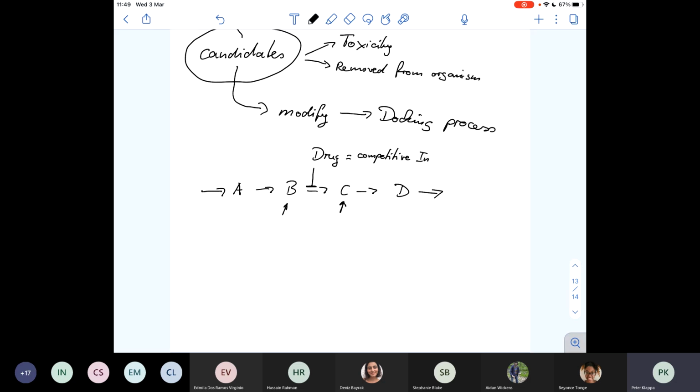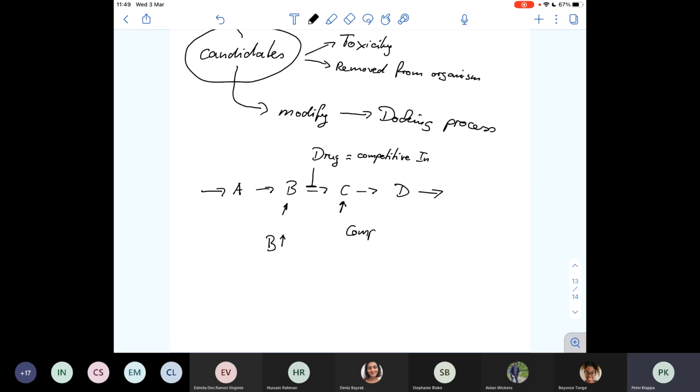Absolutely right. The concentration of B goes up. Now, B, of course, is a substrate for the enzyme that we inhibit. So B concentration goes up. Now tell me, under which conditions does a competitive inhibitor work best?